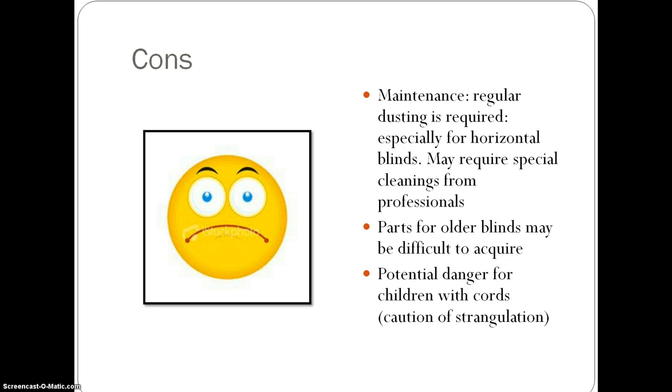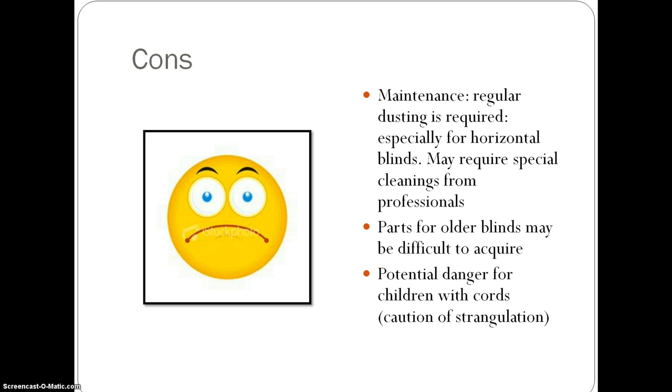Next we have cons. So some cons are the maintenance. Obviously, I don't think you're ever going to have anything in your house that you don't ever need to touch or clean. But for blinds and shades, you need to regularly dust them, especially horizontal blinds. And sometimes these window treatments may require special cleanings from professionals, like dry cleaners or other kind of professionals like that.